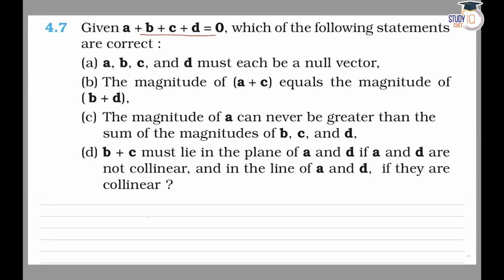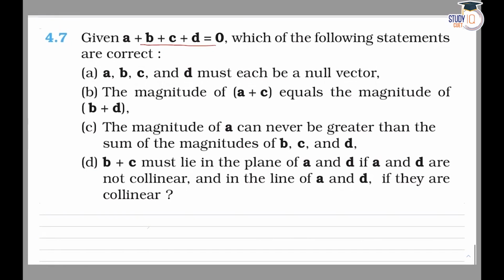NCERT Physics Class 11th, 4th chapter, which is Motion in a Plane, question number 4.7. In this we are given A plus B plus C plus D vector is equal to 0. Which of the following statements are correct? In this we have to verify which of the following statements given are correct.